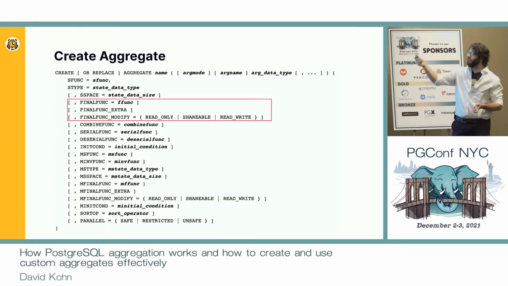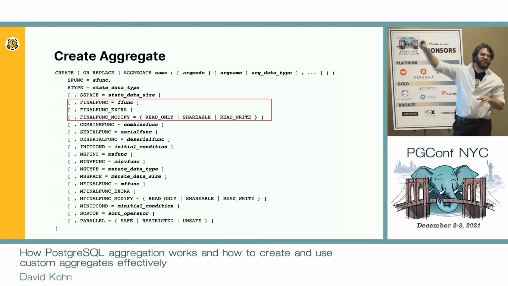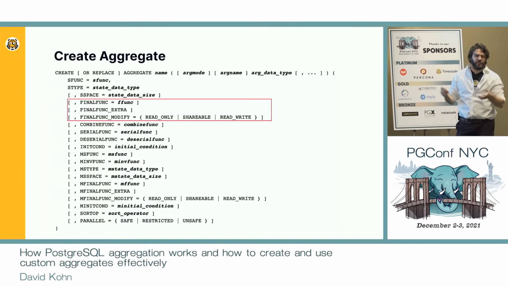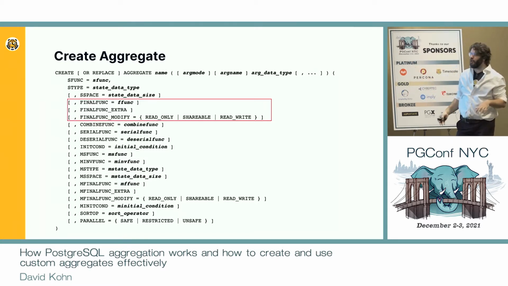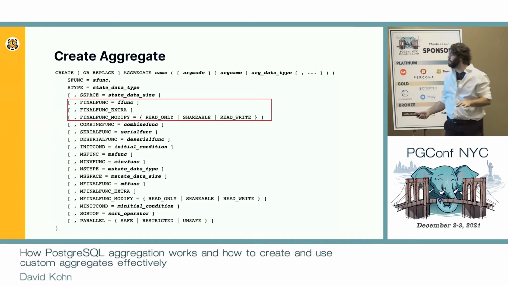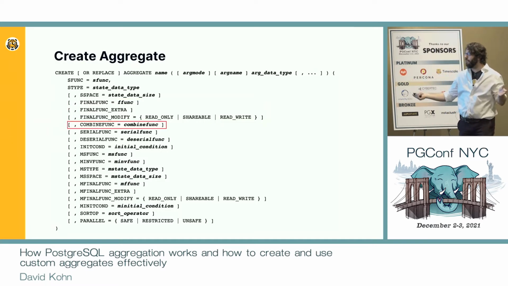The final func extra, final func modify, that's the final func. So the final func extra does some things with, if you have any types, then you need to tell it, hey, what kind of output do I produce? That's what final func extra is for. Final func modify, it's normally read-only, and if you start getting into shareable and read-write, read the docs. The combine function, you can see we have that there.